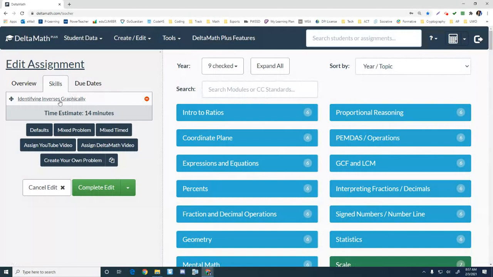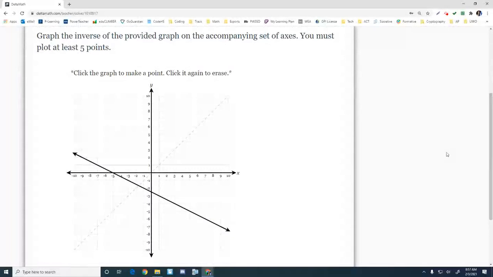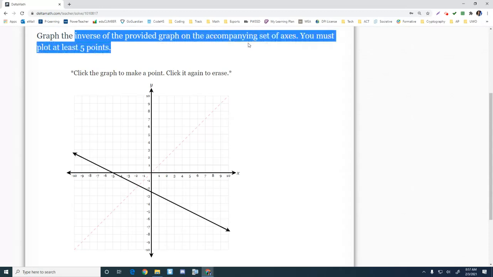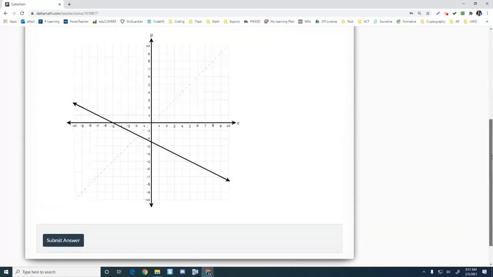(6.2) Graphing inverse functions. Identifying inverses graphically. So you're going to have different shapes. Some are lines, some are curves. And the directions say graph the inverse of the provided graph, and you must plot at least 5 points. So all you need to do is just like we did in our lesson. Find a point somewhere on your graph. So for me, I'm taking this point. Maybe just start from the left and work your way to the right. So this coordinate, think in your head, -9, +2. Then go to the point +2, -9, and put a dot. You have to do that 5 times for each of these, okay?